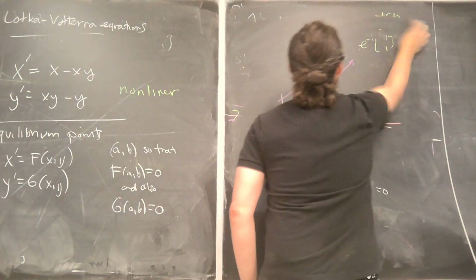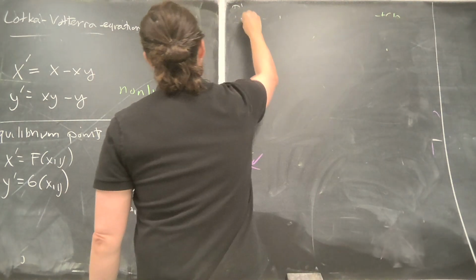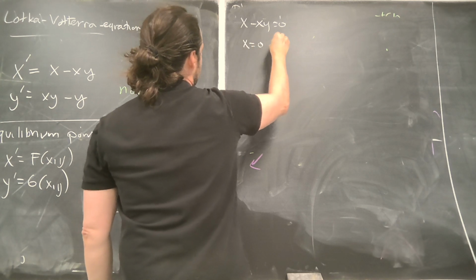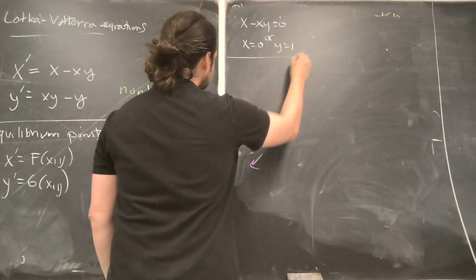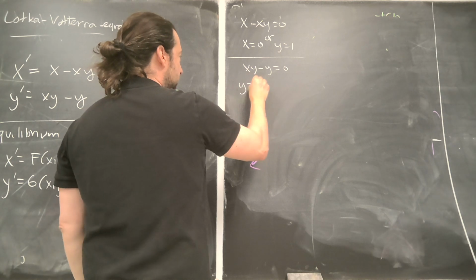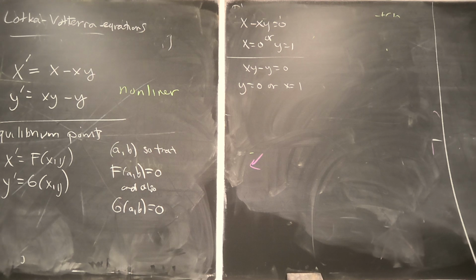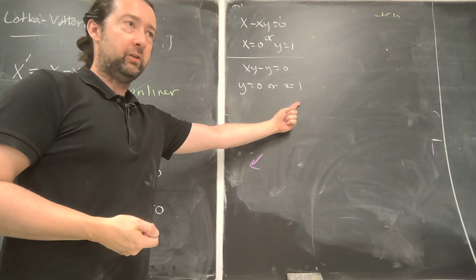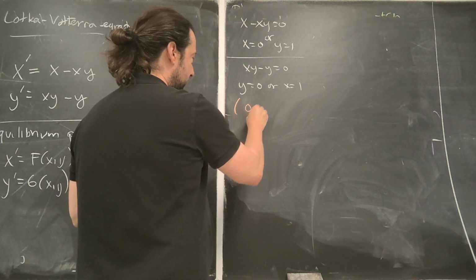So if we do that, this problem, what we'll see is, okay, so I need x minus xy to be equal to 0, and that can only happen when x is 0 or y is 1. And at the same time, I need xy minus y to be equal to 0, which could happen when y is 0 or x is 1. And both those need to be attained at the same time. So if x is 0, x can't be 1. So the only way they could both be 0 simultaneously is if x was 0 and also y was 0. So one of the equilibrium points is 0, 0.